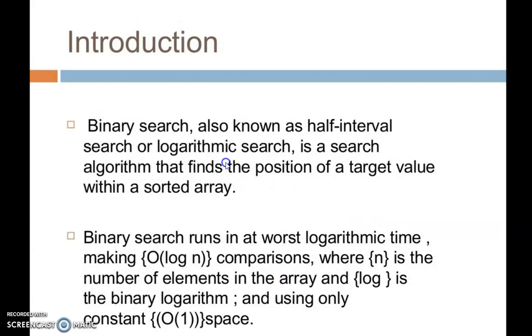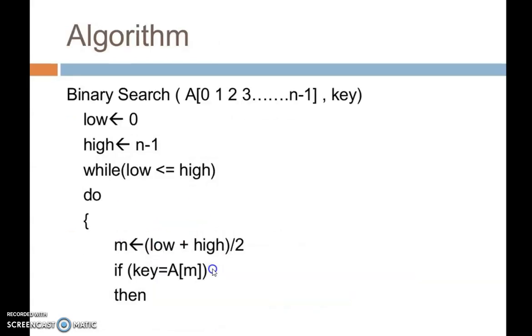So binary search, also known as half interval search or logarithmic search, is a searching algorithm that finds the position of a target value within a sorted array. Binary search runs in logarithmic time, making O(log n) comparisons, where n is the number of elements in the array and log is the binary logarithm, and using only constant O(1) space.